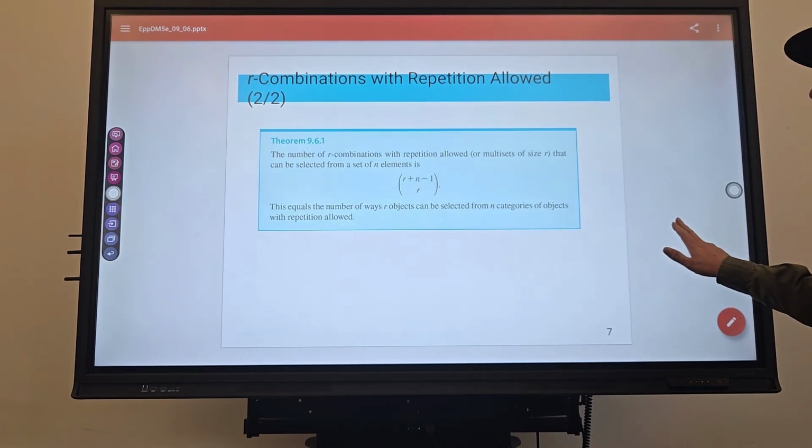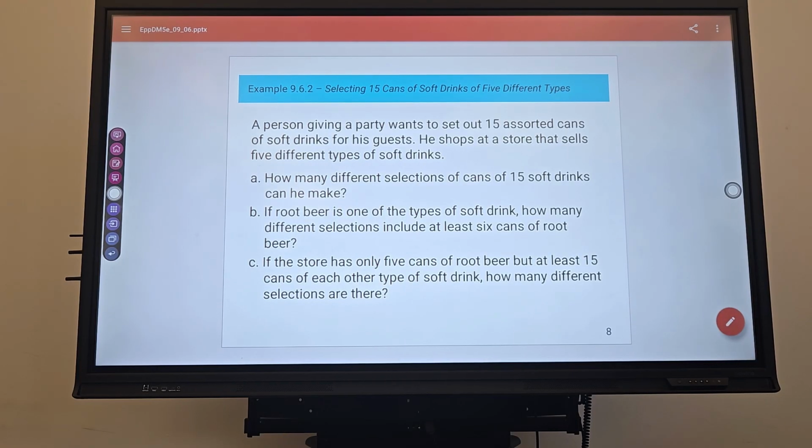So, a person giving a party wants to set out 15 assorted cans of soft drinks for his guests. He shops at a store that sells 5 different types of soft drinks. How many different selections of 15 cans of soft drinks can he make? If root beer is one of the types of soft drinks, how many different selections include at least 6 cans of root beer? If the store has only 5 cans of root beer, but at least 15 cans of each other type of soft drink, how many different selections are there?